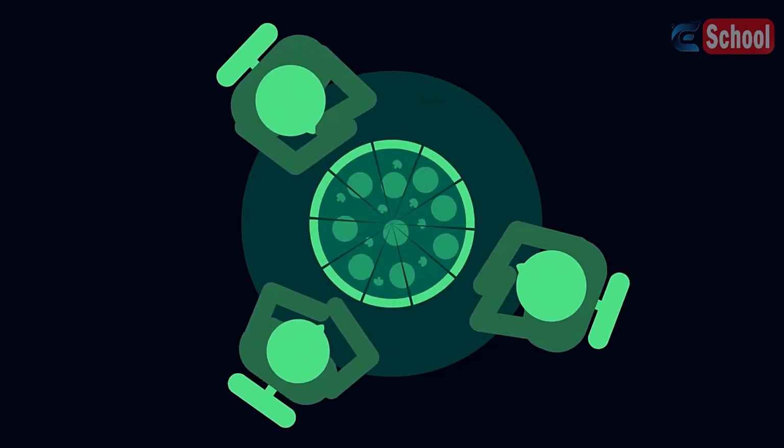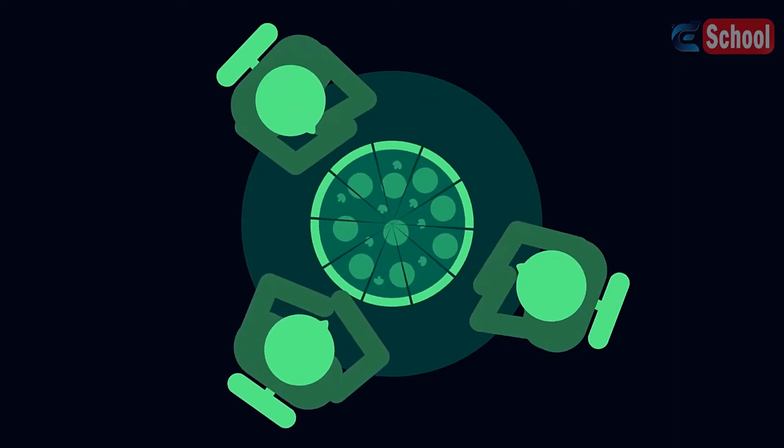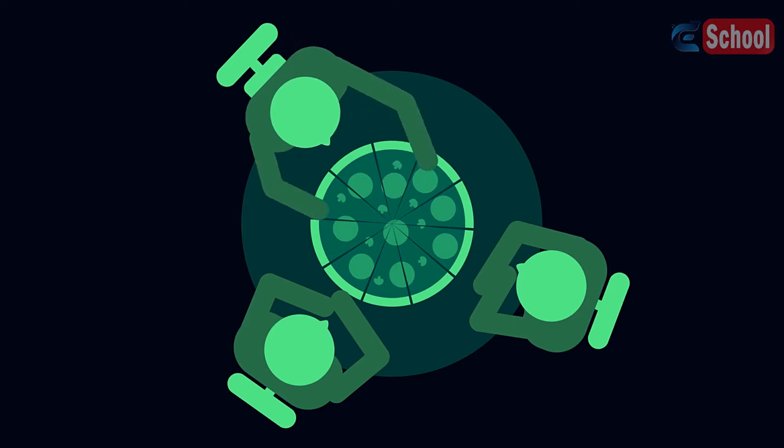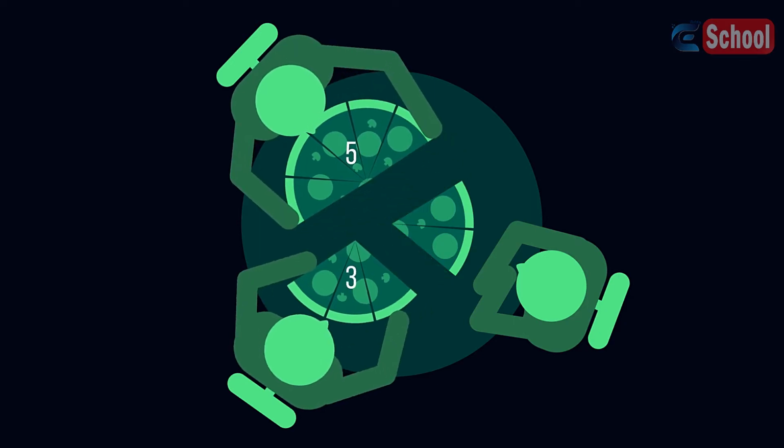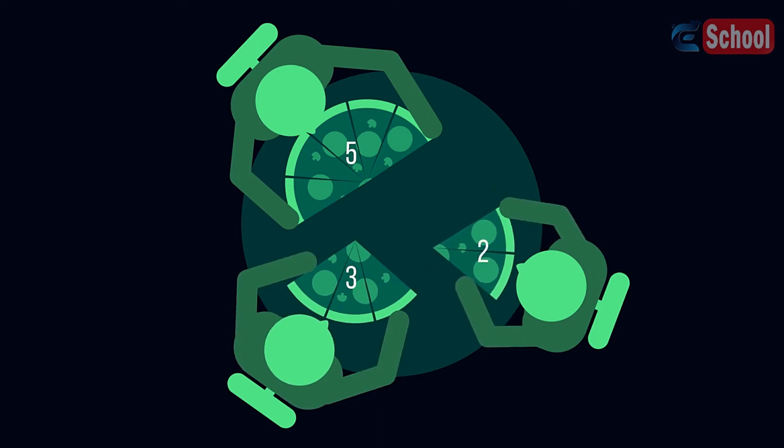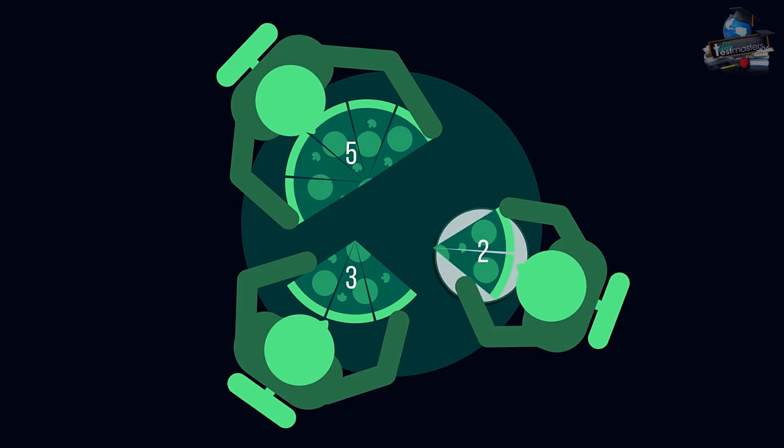You and two friends order a pizza, and it's been cut into 10 equal slices. One of your friends grabs 5 slices, the other grabs 3 slices, and you're left with 2 slices. Now you're trying to figure out who got the least amount of pizza. In this scenario, you probably easily realize that you got the least amount of pizza, having only gotten 2 slices.